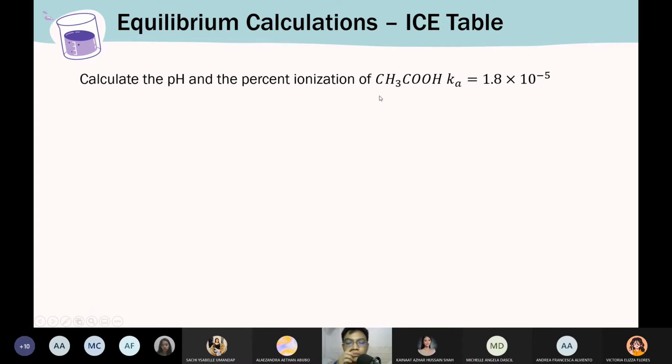Ito nasa lab to. Chapter 4 to. Nakalimutan ko burahin. So, sa lab pa yan. So, skip natin.